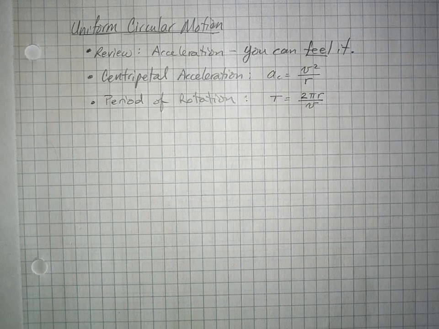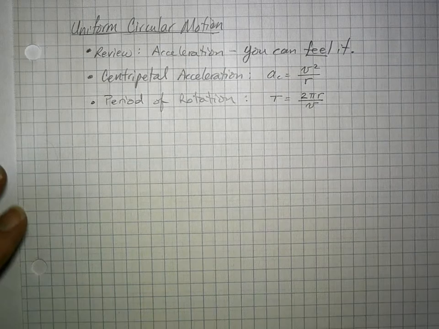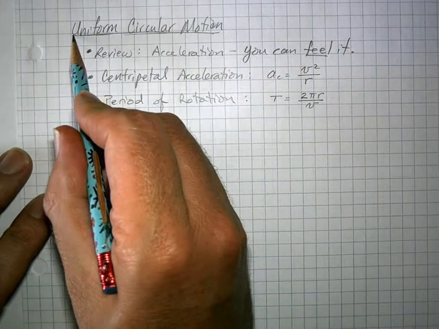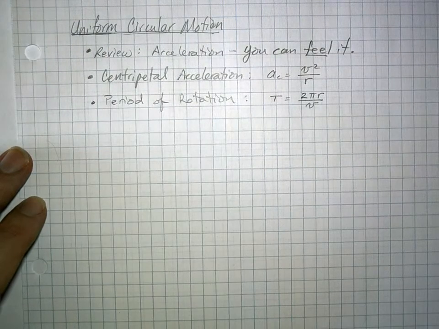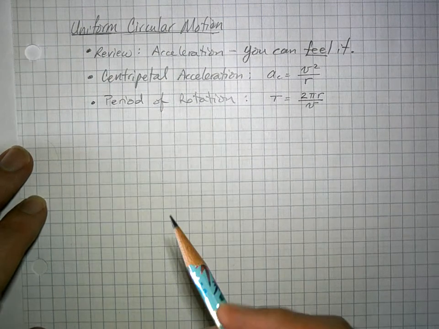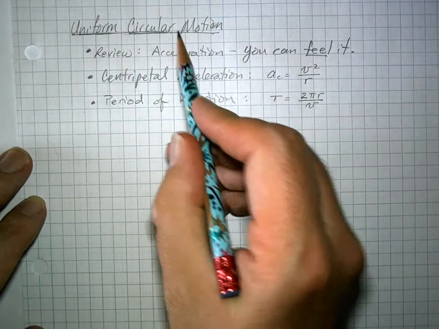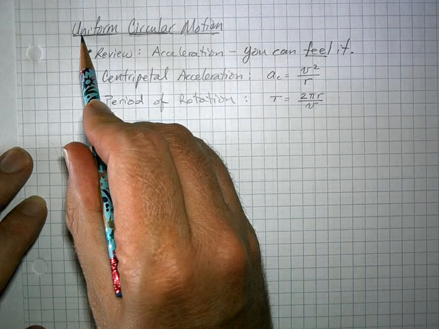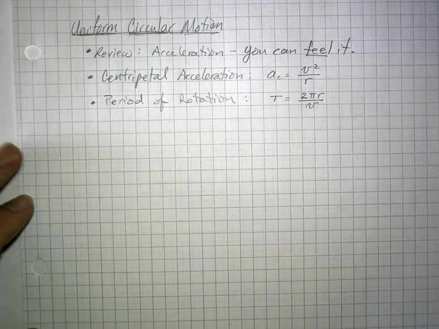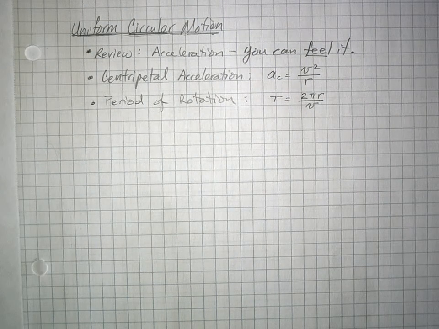Hey there, everybody. Today we're going to talk about uniform circular motion, a very well described concept. Uniform means our speed is going to be the same as we move in a circle. We're going to move in a circle at a uniform speed, and in a circle that doesn't change its radius, so that's going to remain the same as well.